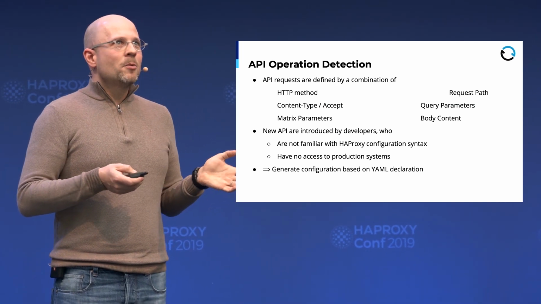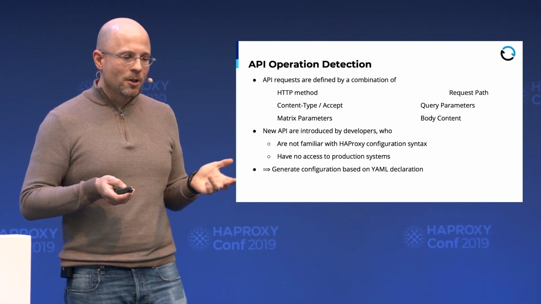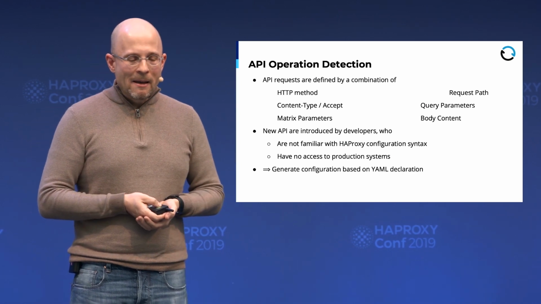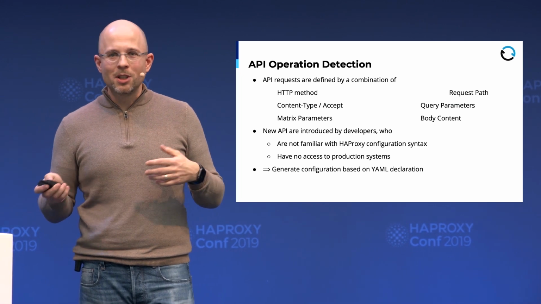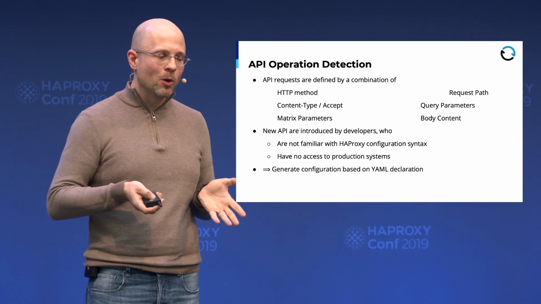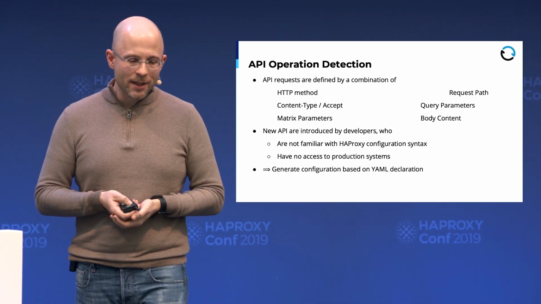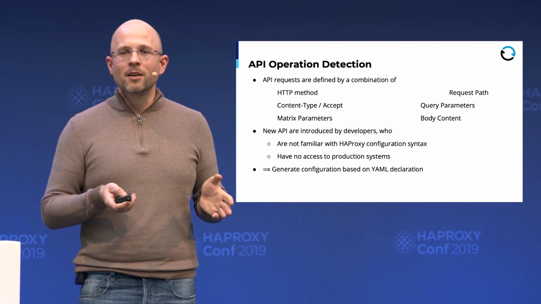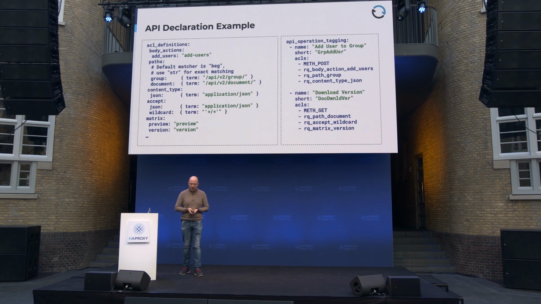New APIs on the REST API are introduced by our developers, and they usually are not familiar with the HAProxy configuration syntax, nor should they have to be. And also, they have no access to the production system. So we wanted to give them an easy way to add to the configuration without having to go too low level. So we came up with a YAML-based declaration of these API operations that whenever something new gets added, they can add that to the YAML file without having to think too much about it.